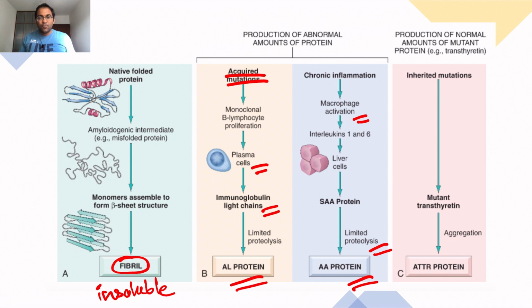Now the last type to form amyloid is production of normal amounts of mutant protein, such as transthyretin. Transthyretin is basically a complex that carries the hormone thyroxine in your blood. If there are inherited mutations in the transthyretin, it can form amyloid, and they aggregate a lot, and that causes the problem. So we have ATTR protein here.